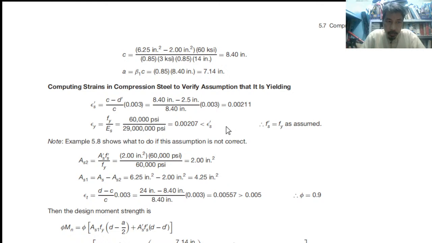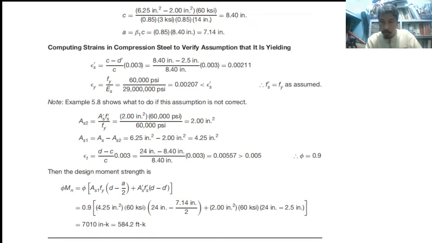So what happened? Which one is greater? The strain prime is greater than the yield strain. Therefore, the compression reinforcement is also yielding, and that is the assumption. Therefore, we are correct in our computation. This example shows what to do if the assumption is not correct, but here it is still correct, so you have to continue. It is easier if this is correct.